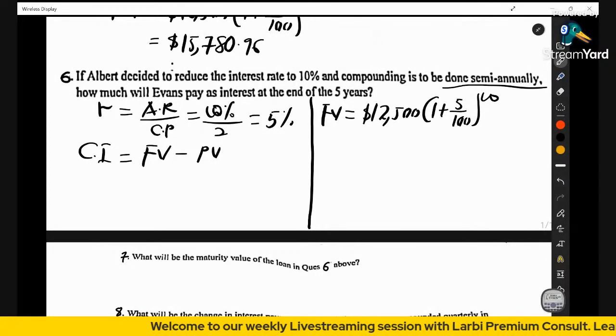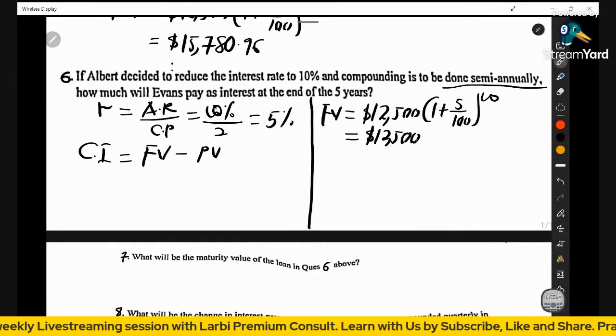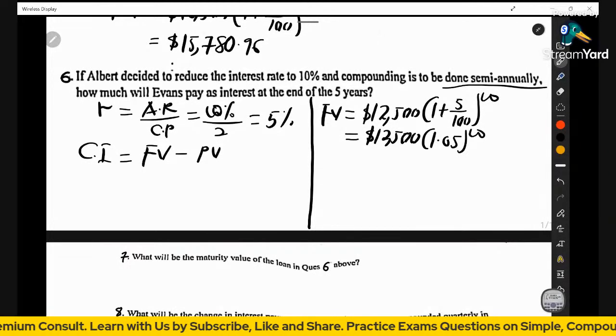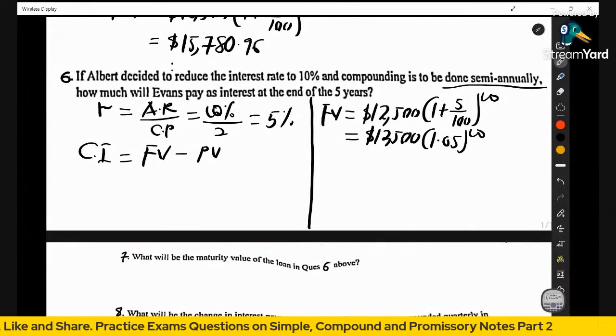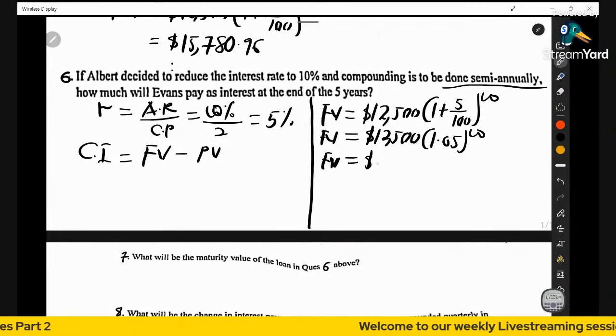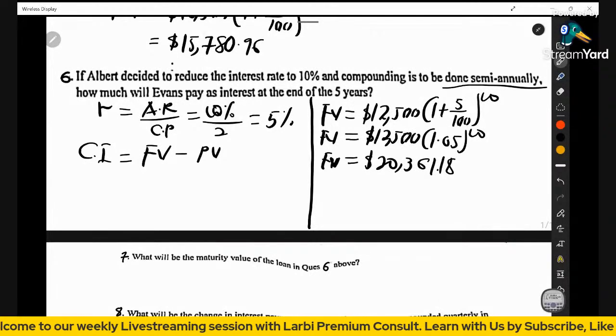So what are we getting here? We can write this as 12,500 multiplied by 1.05 to the power 10. So what are we getting? In my case, when I computed that, I had the future value to be equal to 20,361.18. This is what I was getting at the end of the day. You can confirm that and see if that is true. So this is what I was getting as my future value.